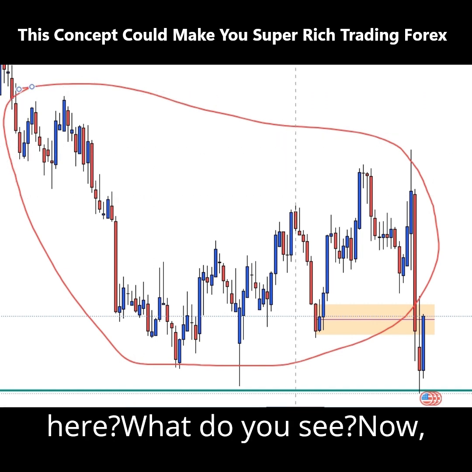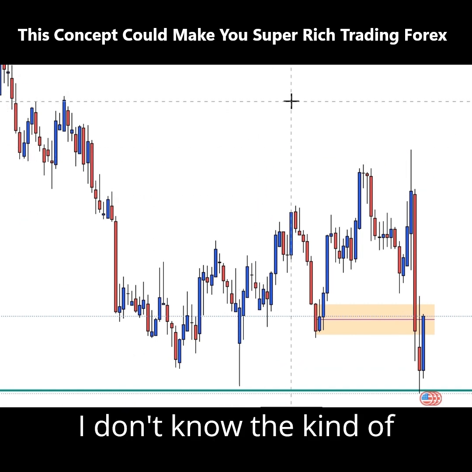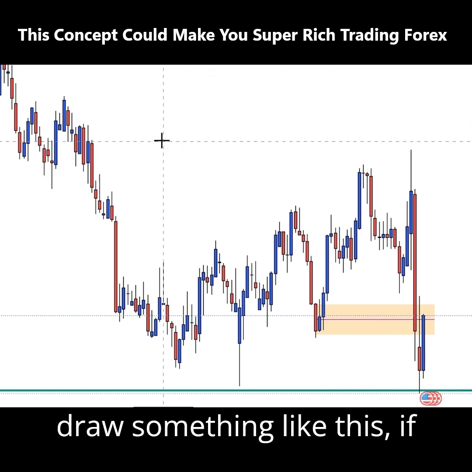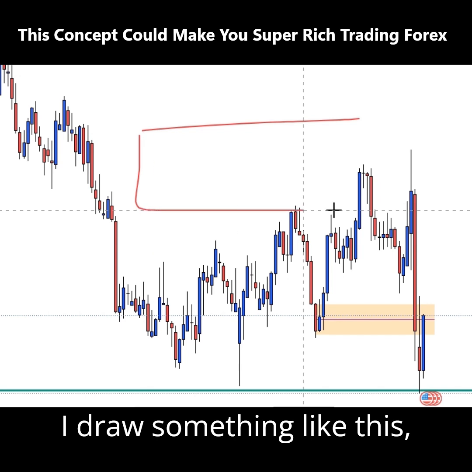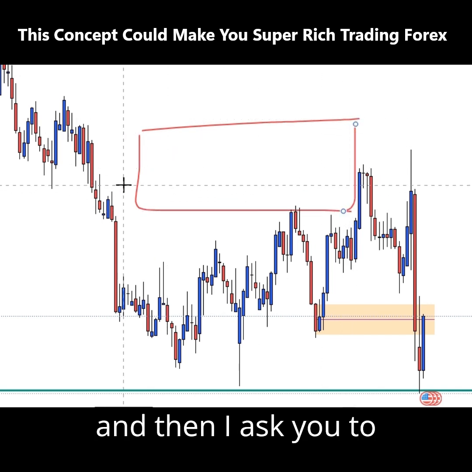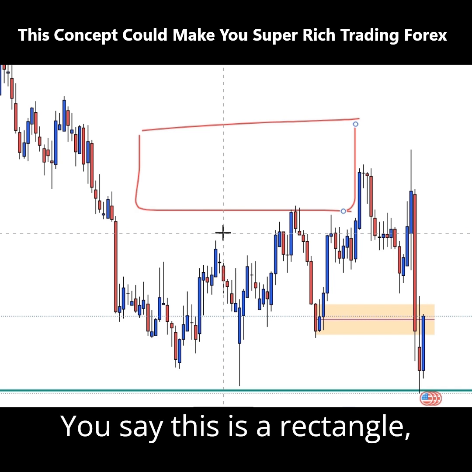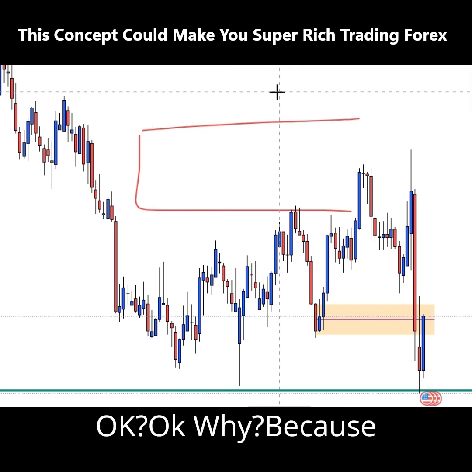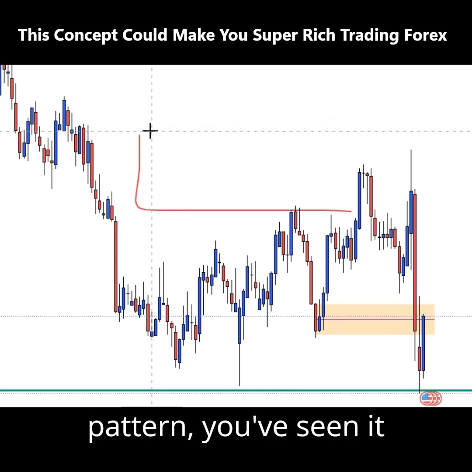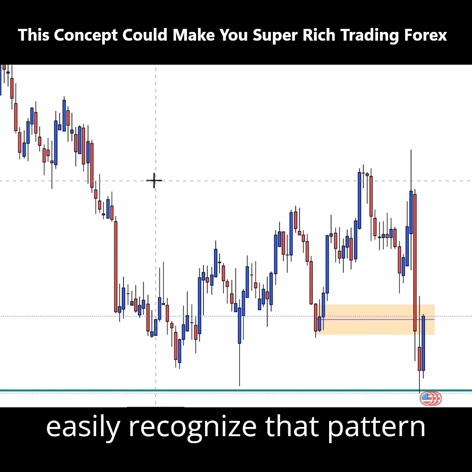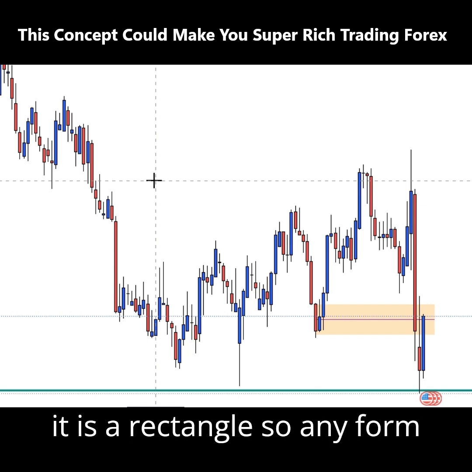What do you see? Okay, now I don't know the kind of trade strategy you trade, but if I draw something like this, and then I ask you to identify this, it's easier for you to identify, right? You say this is a rectangle, okay? Why? Because of course you've seen the pattern several times, and you can easily recognize that pattern anywhere it is, because it is a rectangle.